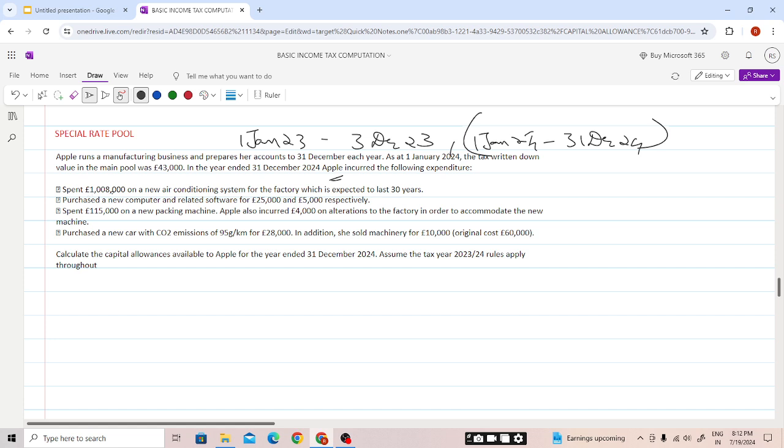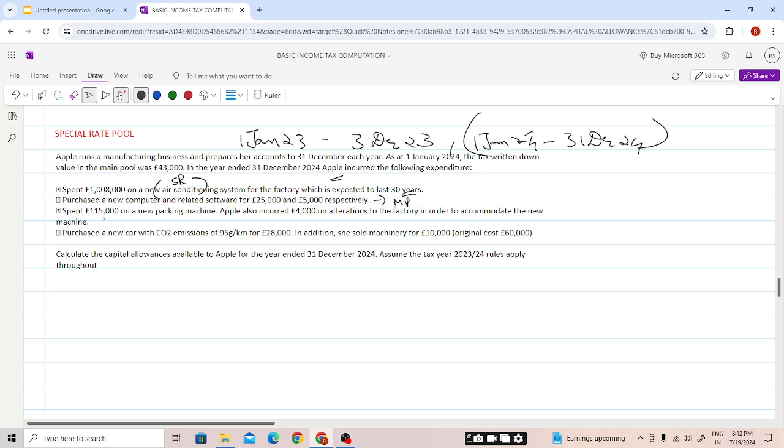Spent £1,008,000 on a new air conditioning system for the factory. Air conditioning is a special rate pool item for the factory, which is expected to last 30 years. So it is an integral feature. Purchased a new computer and related software for £25,000 and £5,000 respectively. This will be under the main pool. Please do remember students, main pool.